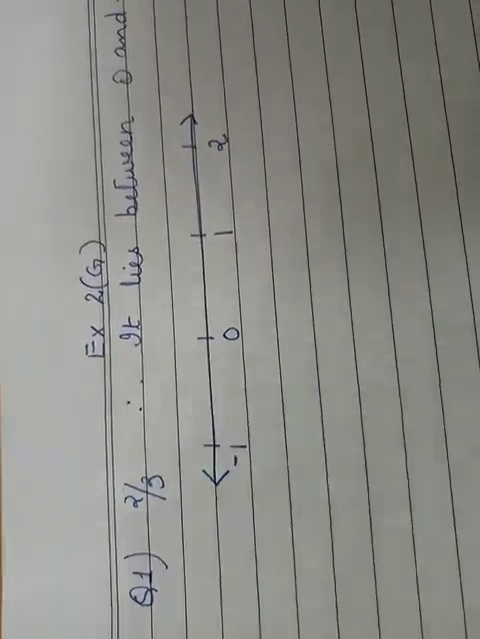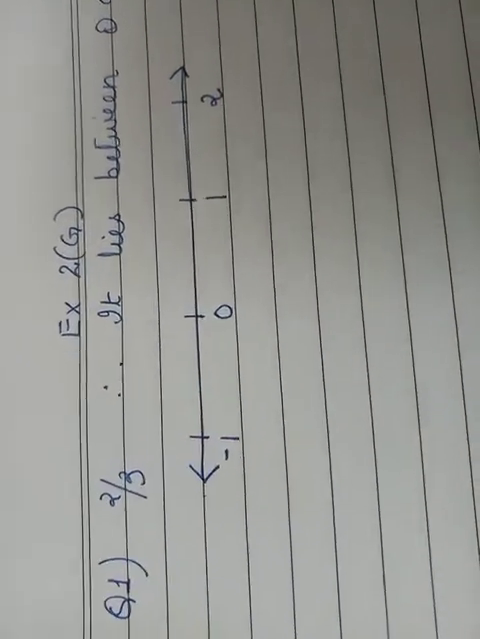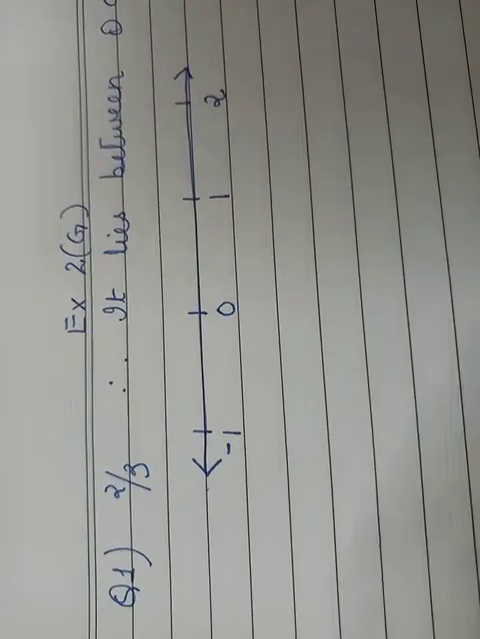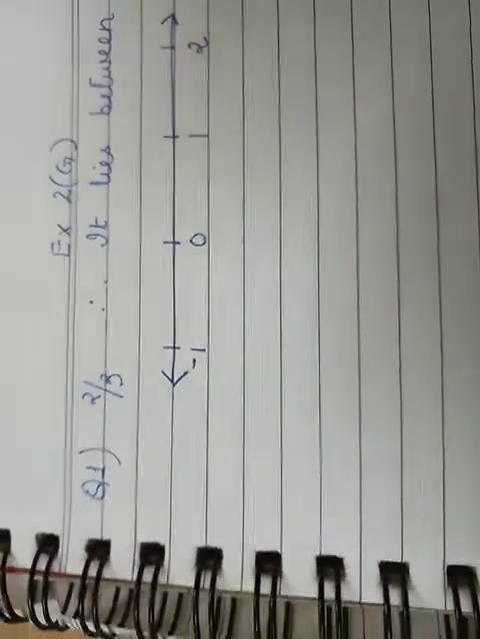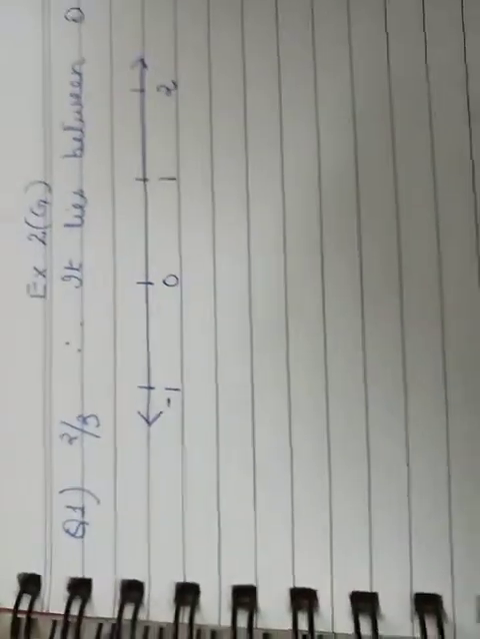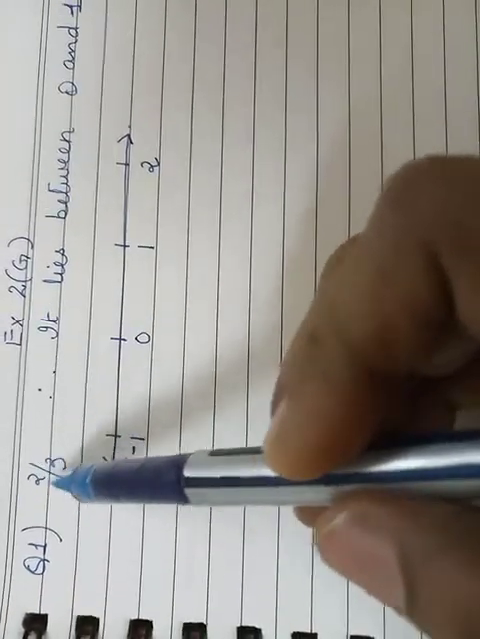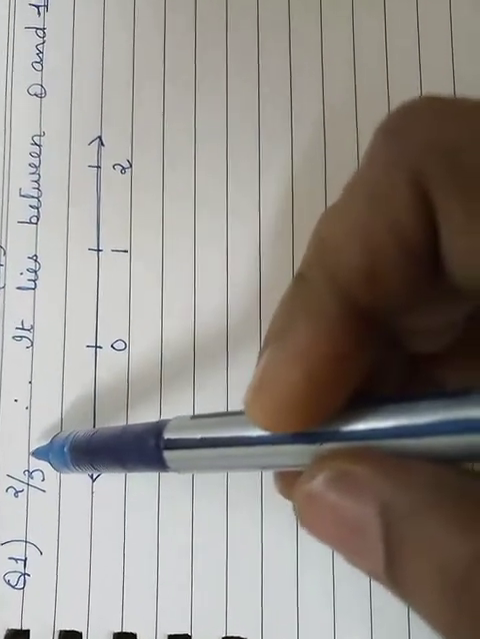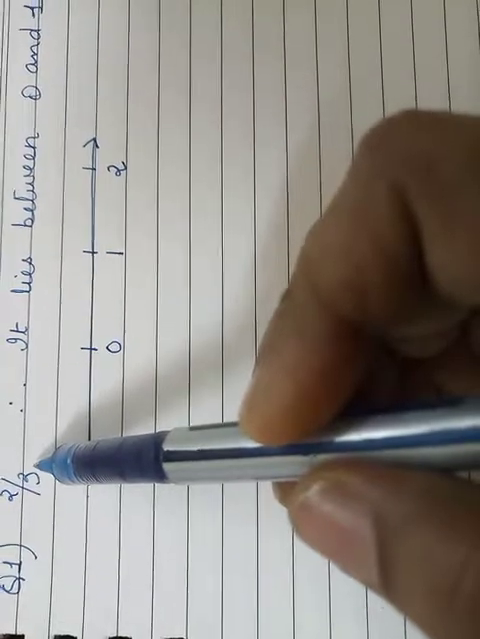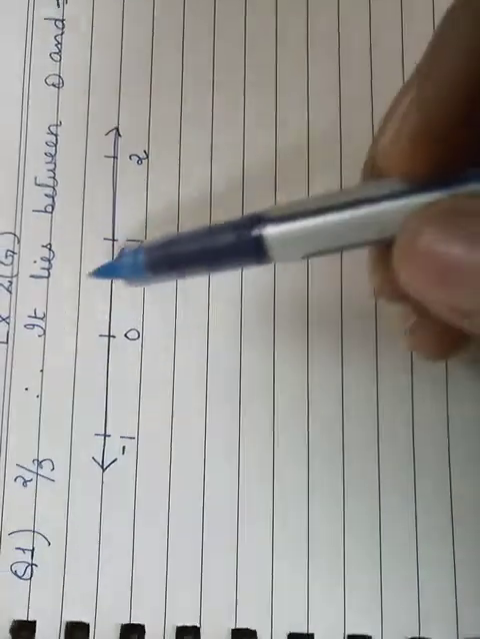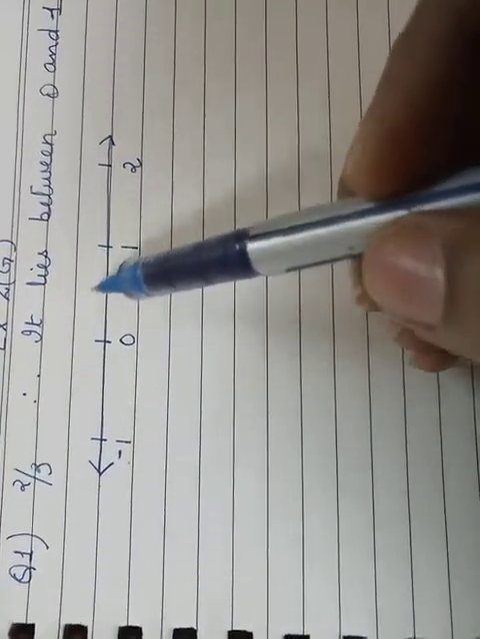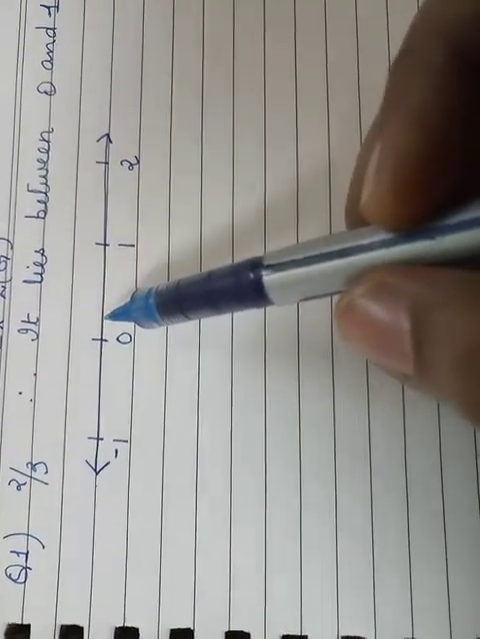Remember students, whenever we are drawing the number line, there should be an equal gap between the consecutive numbers. Now we have to show 2 by 3 on the number line, that is, it is between 0 and 1. We firstly check the denominator. The denominator is 3. So between 0 and 1, how many parts do we have to make? We have to make 3 parts.